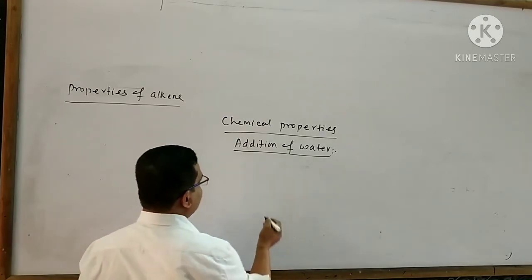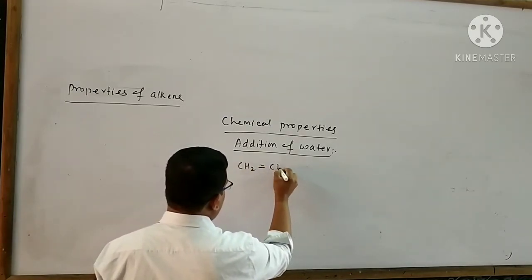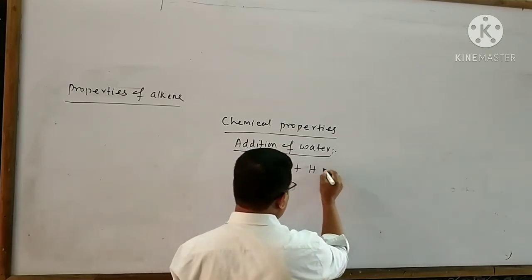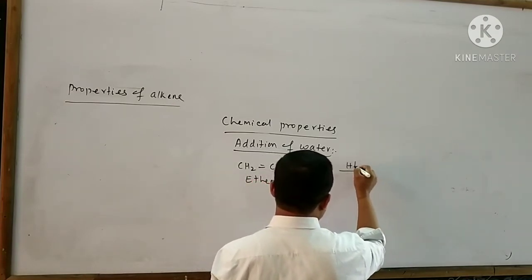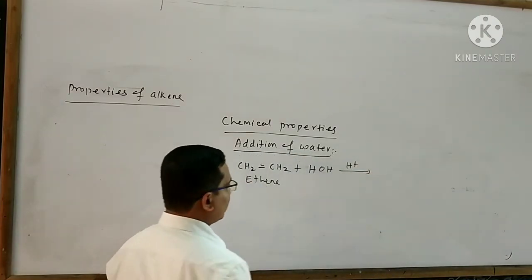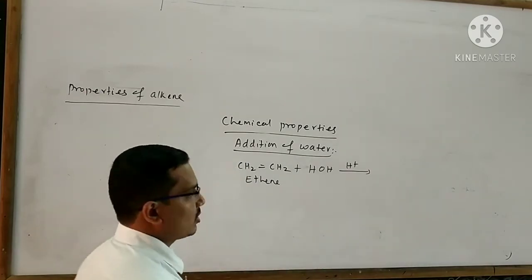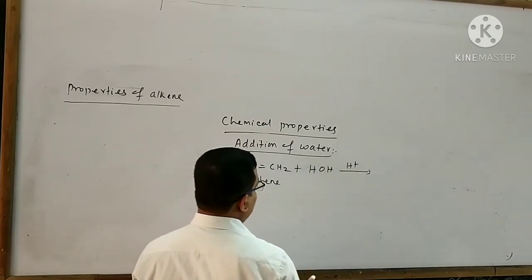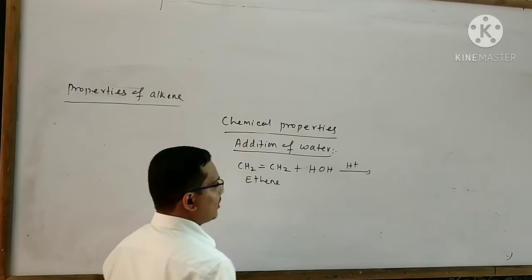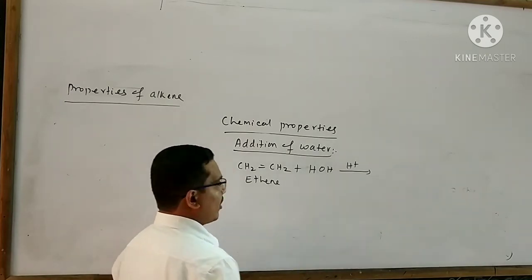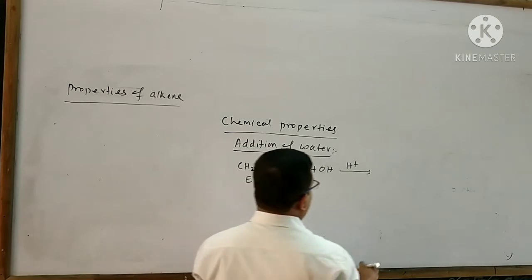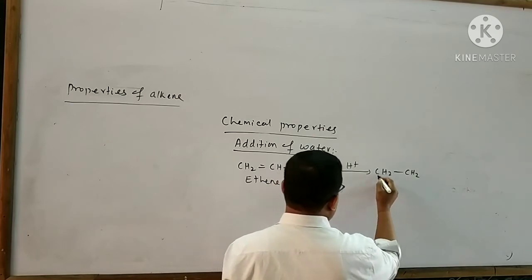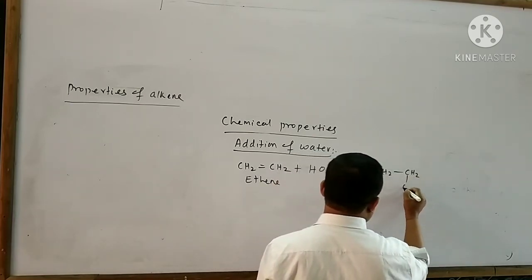Suppose I want to take an example of an alkene. This is said to be ethene. When ethene undergoes reaction with water in the presence of H+, then what will happen? Water undergoes dissociation, giving the H+ and OH minus ion. At first, the H+ will attach to the ethene molecule, then the OH minus ion will attach. I can write the product like this: CH2 bond CH2. Here I can write bond H, here I can write bond OH.